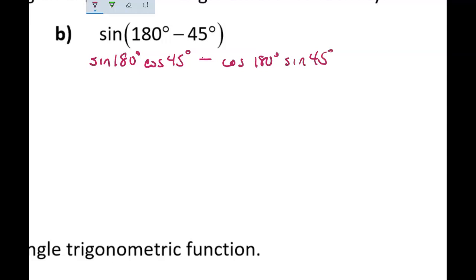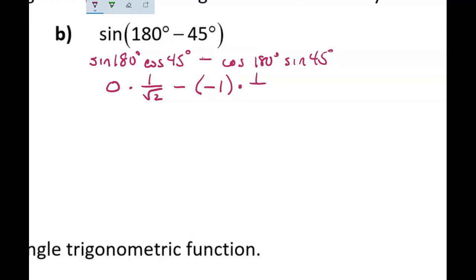And now let's just evaluate each of these expressions. Sine of 180 is 0. Cosine of 45 is 1 over root 2, or square root of 2 over 2 if you want to give the rationalized form. And then cosine of 180 is negative 1, because remember 180 is on the left side, and our adjacent side is negative on the left side of that circular drawing that we usually make to evaluate trig functions.